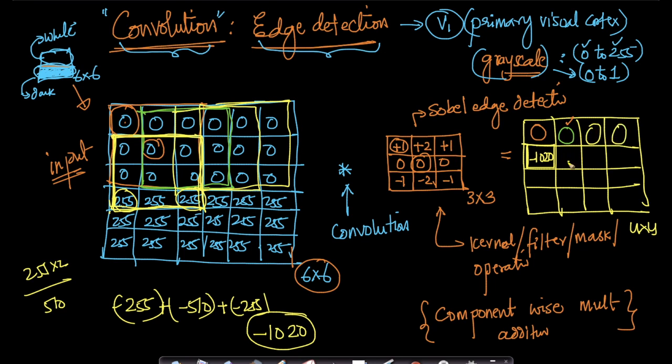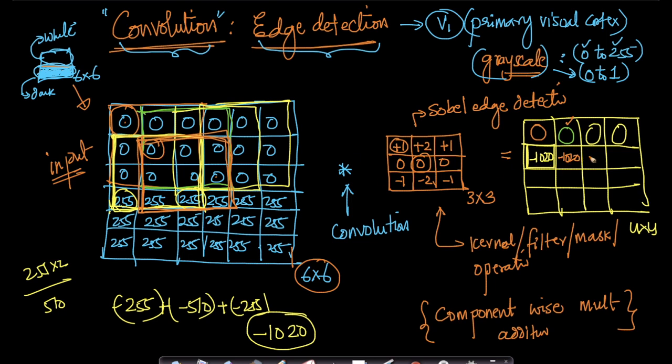What about this cell? For this cell, you will have to use, I've written too many grids here. Okay, let me see. For that, you need to use this matrix. Look at the matrix that I'm circling. This 3 by 3 matrix, when you multiply with this, all zeros, all zeros, all zeros, 255, 255, 255, multiplied by minus 1, minus 2, minus 1, component wise multiplication and addition. Again, I get minus 1020.